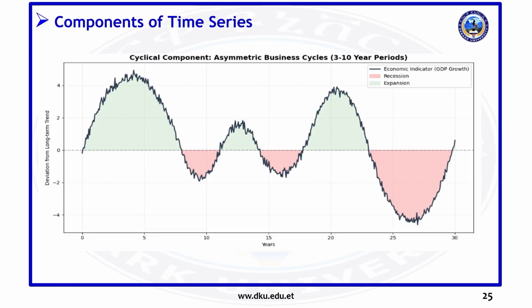Building on the concept of cyclic variation, this slide provides a visual example of how cyclical components appear in time series analysis. The graph shows the movement of an economic indicator, such as GDP, over time, measured as deviation from the long-term trend rather than focusing on overall growth. It highlights the upward and downward swings that occur around this trend.